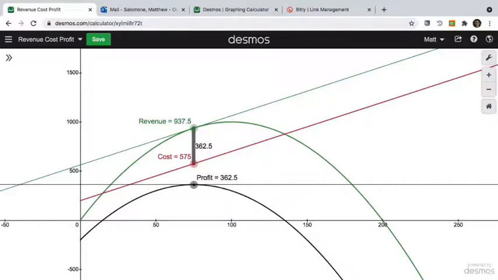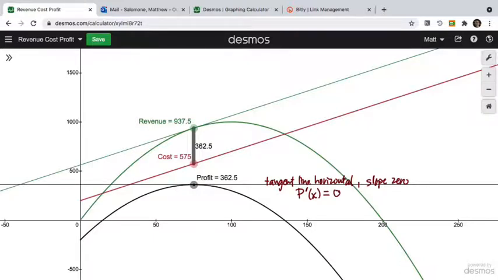Is this the vertex? It's the highest point of the profit function. And what is its tangent line doing at that point? What kind of a line is its tangent line? Horizontal. And what's the slope of a horizontal line? 0. Perfect. The tangent line is horizontal. That means its slope is 0. And so this means that the derivative of the profit function, if we call it p, is equal to 0.